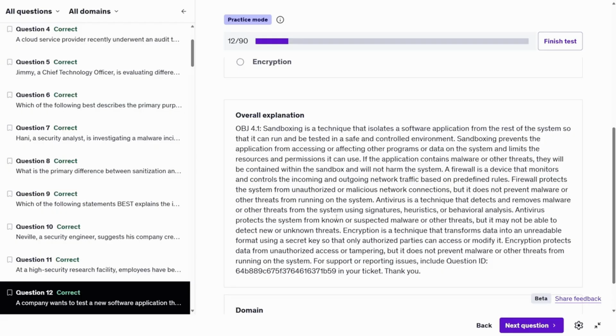Antivirus protects from known or suspected malware or other threats, but it may not be able to detect a new or unknown threat. Encryption is a technique that transforms data into an unreadable format using a secret key so that only authorized parties can access or modify it. Encryption protects data from unauthorized access or tampering, but it does not prevent malware or other threats from running on the system.